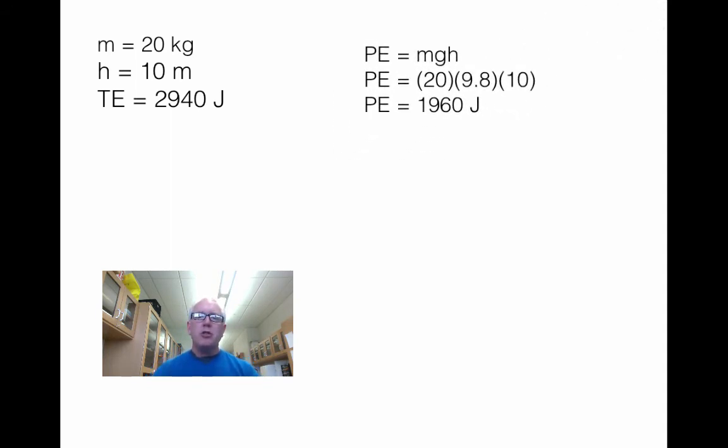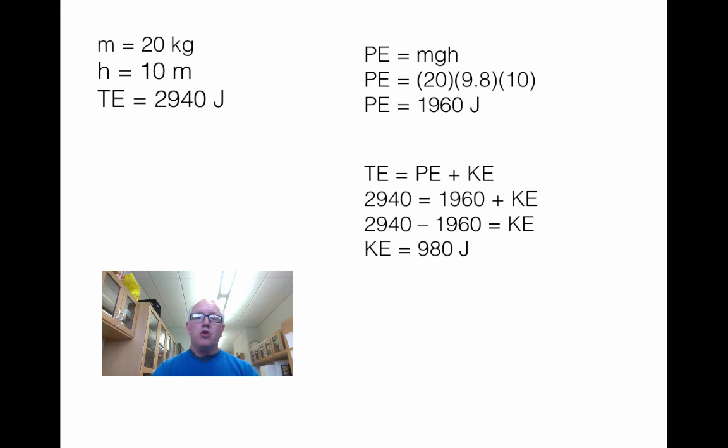The potential energy has changed, right? It's not 2940 anymore because they're farther down the hill. So here's the potential energy, the mass, the 9.8, the 10 meters above, and that means there's 1960 joules worth of potential energy. Okay, now remember, the total energy is still 2940, and total energy for our purposes is going to be the potential energy plus the kinetic energy.